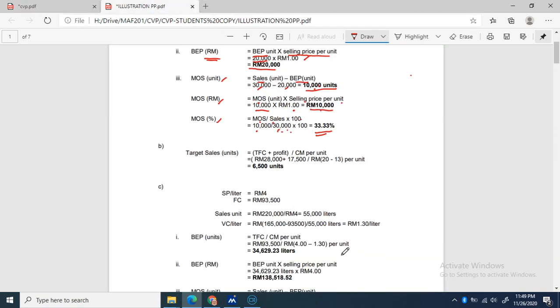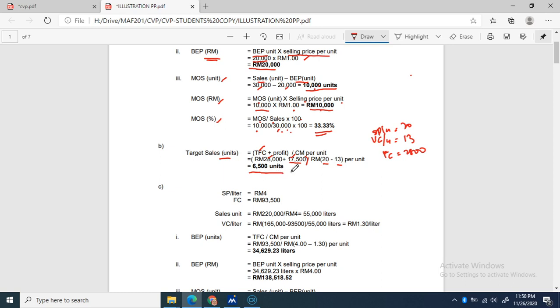Okay, refer to the answer. So variable cost per unit is 13. Fixed cost is 28,000. Selling price per unit is 20 ringgit. So target sales in units, that means total fixed cost 28,000 plus profit. The profit given to you is 17,500. So this is targeted profit. So plus these two, divide by contribution margin per unit. Contribution margin per unit means the selling price 20 minus variable cost 13. So the targeted sales in unit is 6,500.